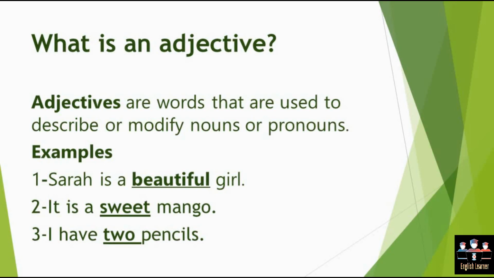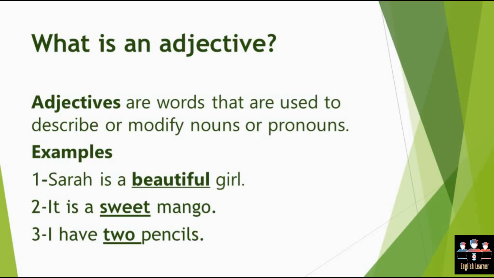Examples number 1. Sarah is a beautiful girl. In this example, girl is actually a noun, and the quality of a noun, means a girl, is shown here by the word beautiful. It means that beautiful is adjective. Number 2. It is a sweet mango. In this example, mango is actually a noun and sweet is the quality of a mango, so it means that sweet is adjective here.